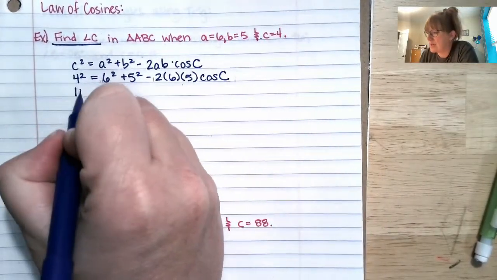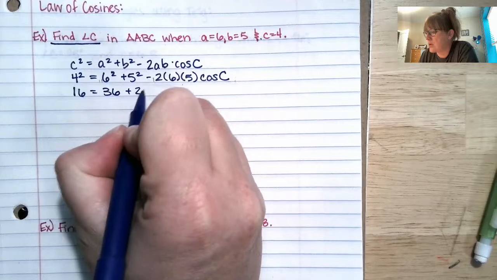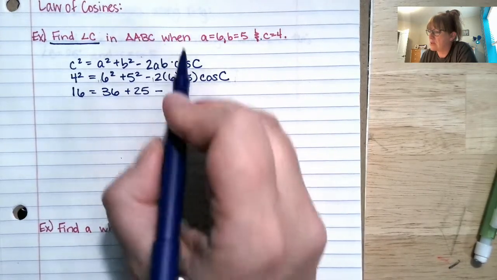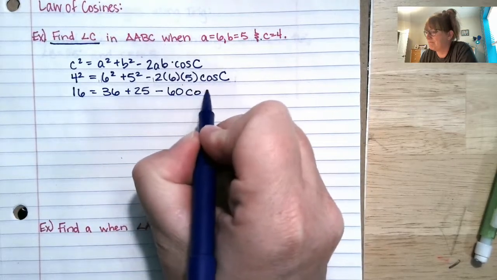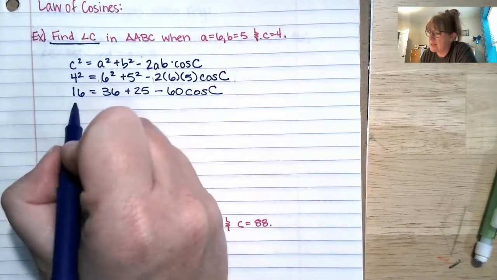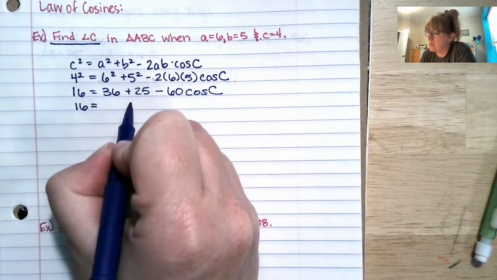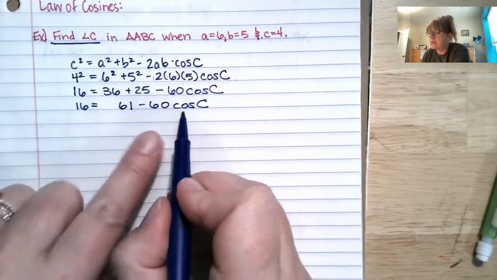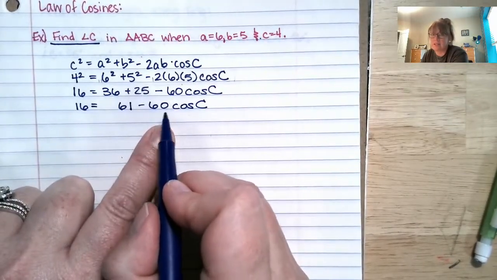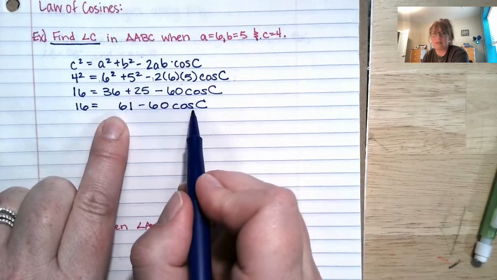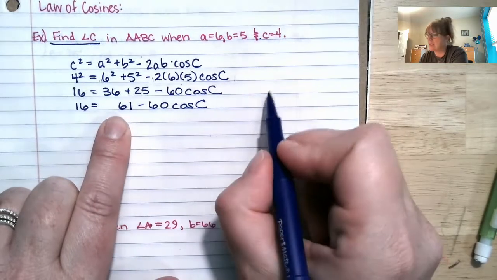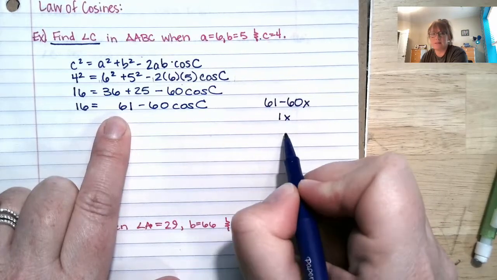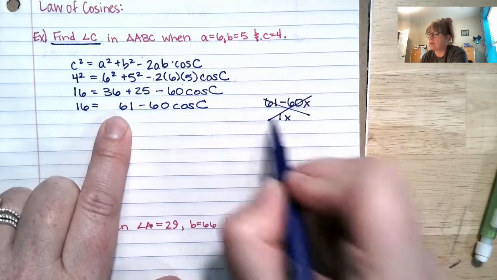All right, 4 squared, 16, equals 36 plus 25 minus, we've got 2 times 6 times 5, so that's 30 times 2, that's 60. We can add these together, so we get 16 equals 61 minus 60 cosine C. This cosine C is attached to the 60, so you can't say, oh, that's 1 cosine C. That doesn't work that way, okay? It's like saying we have 61 minus 60x. This does not equal 1x. You can't simplify that at all, right? So you've got to be really careful with this.